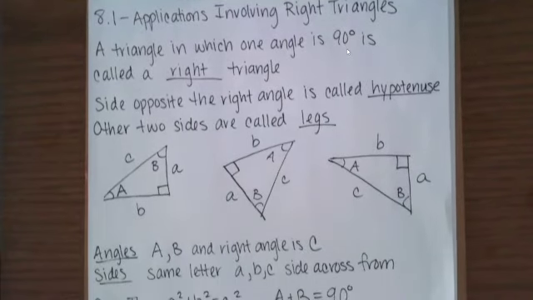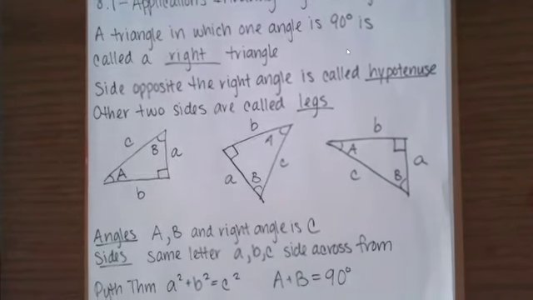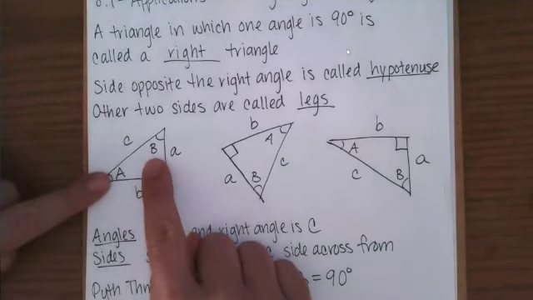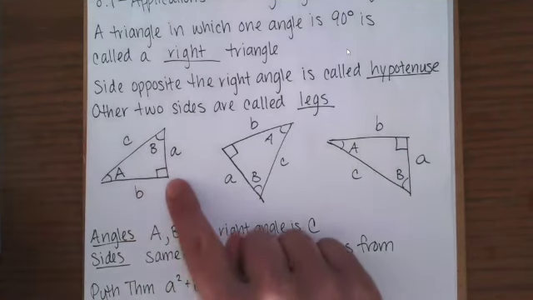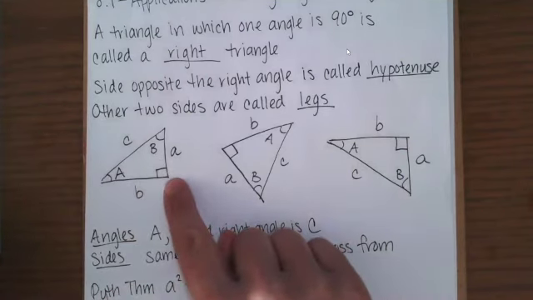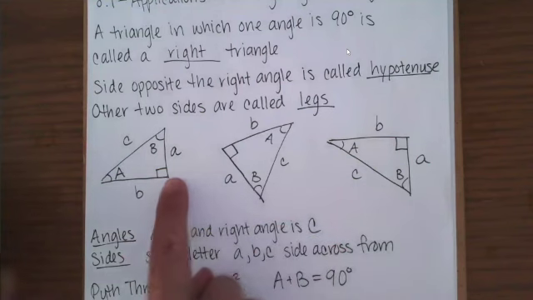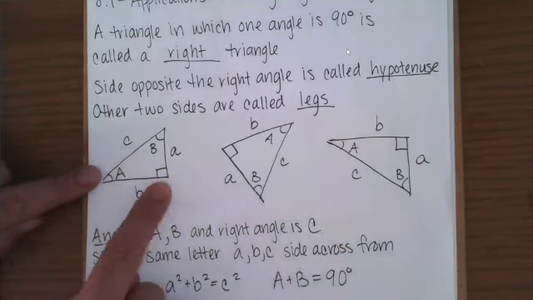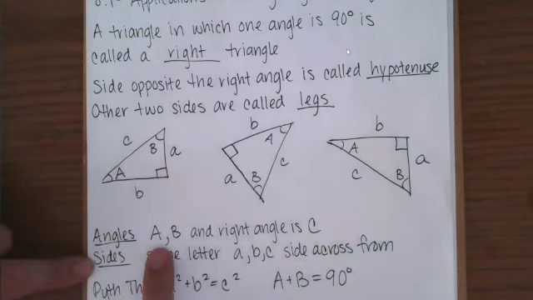So the way that we label a right triangle is always going to be the same. The angles inside the right triangle here, we're always going to label these capital A and capital B. And then the right angle, which is opposite from the hypotenuse, right? The right angle is always going to be capital C. So the angles we label capital A, capital B, and the right angle is capital C.